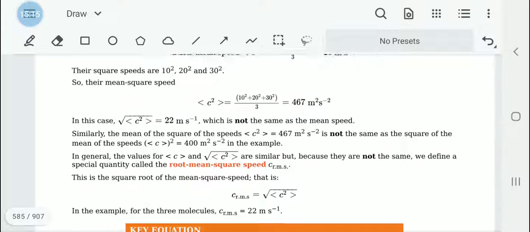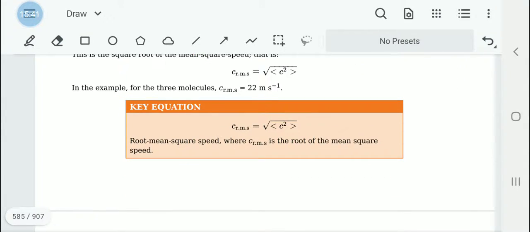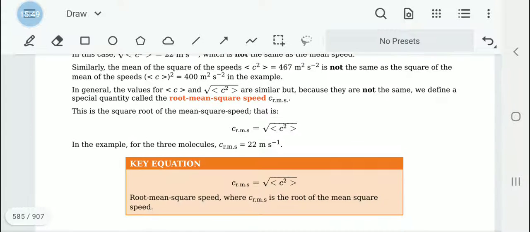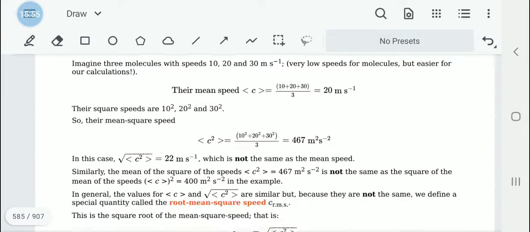Root mean square speed, we define it as CRMS. CRMS is equal to the root mean square speed. So this equation is another thing that you need to understand. In the example, the three molecules would have CRMS 22 m s^-1. So CRMS is equal to C squared, and you take the square root, which is going to be different from the mean speed that we calculated.